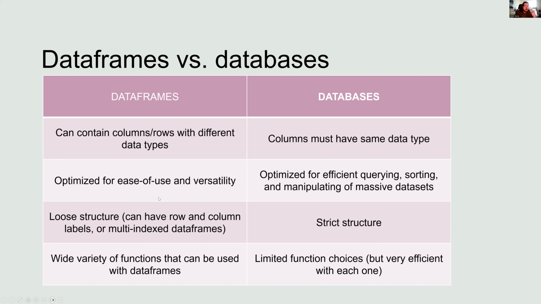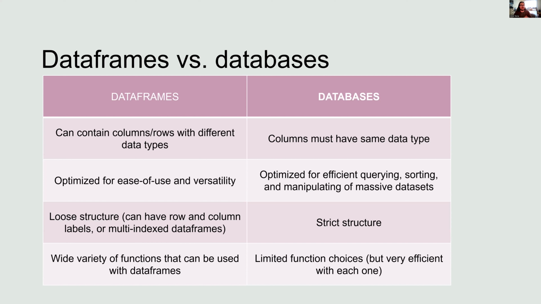Data frames are definitely more optimized for ease of use. They are a lot more quote unquote plug and play, where you can bring in just about any structure of data file and figure out a way to get it presented in the way that you would like. Databases, once again, are optimized for very efficiently handling massive data sets. Data frames have a very loose structure. You can have just your basic rows and columns. You can assign labels to your rows or columns or just keep them as numbers.